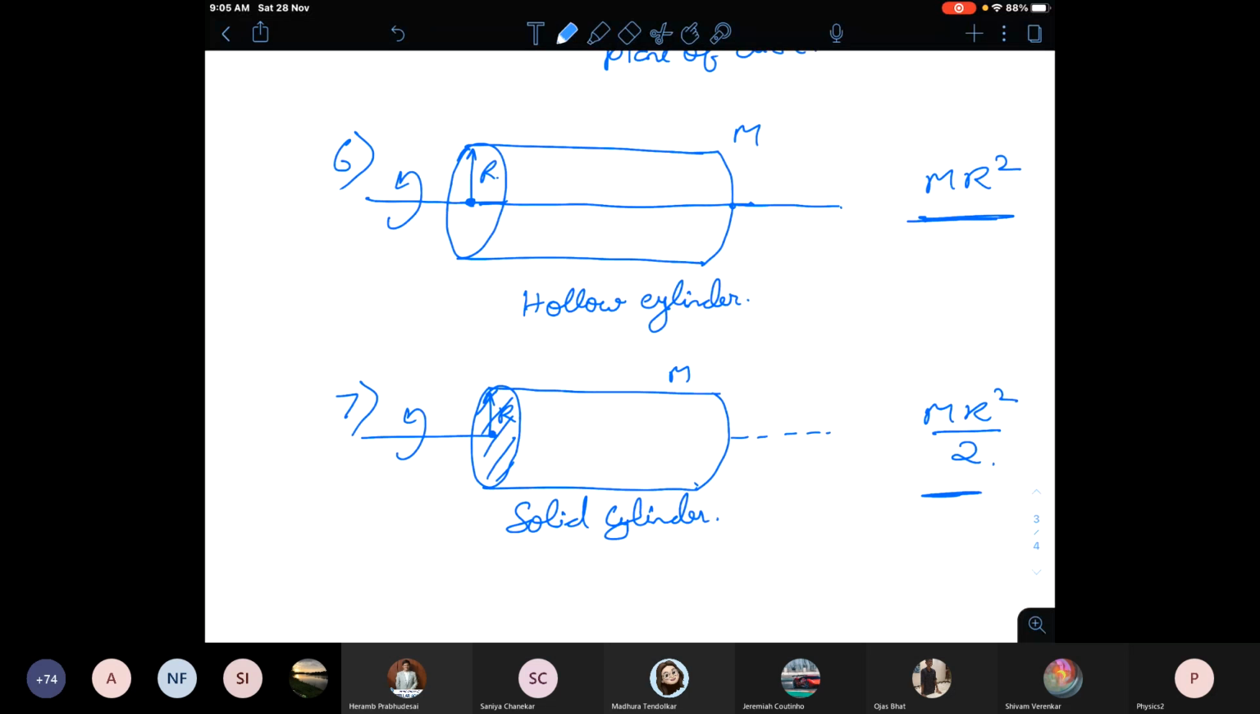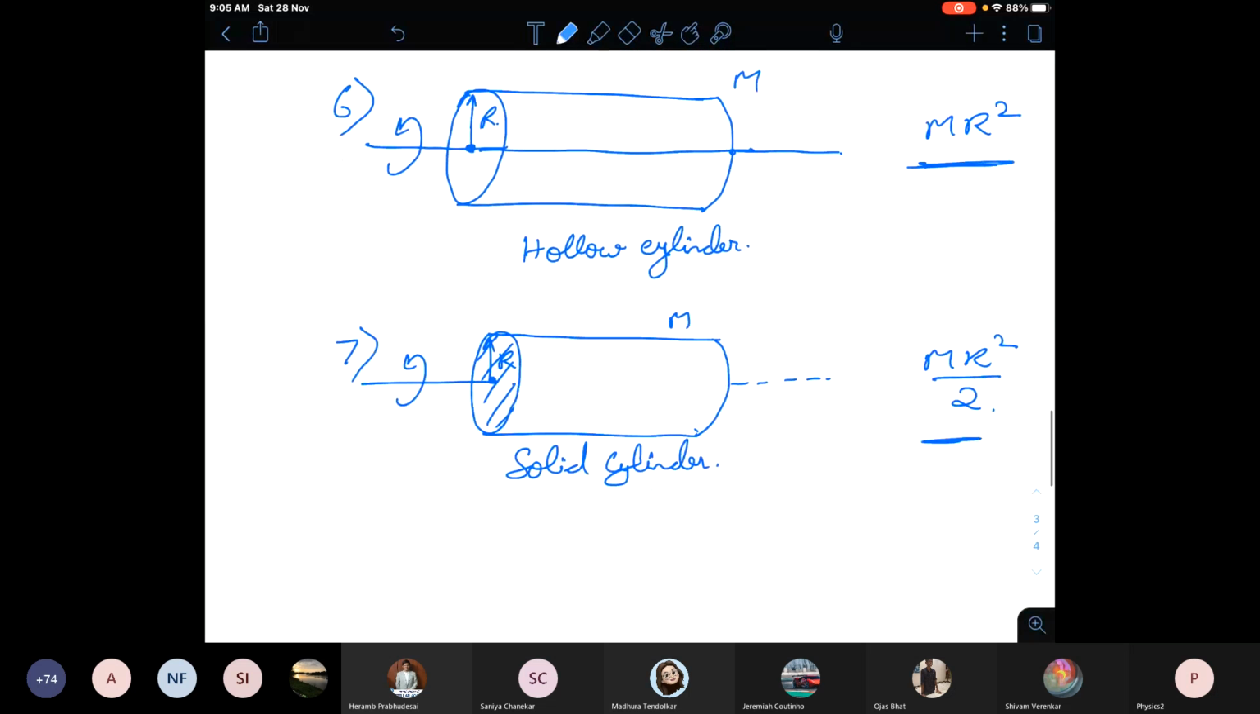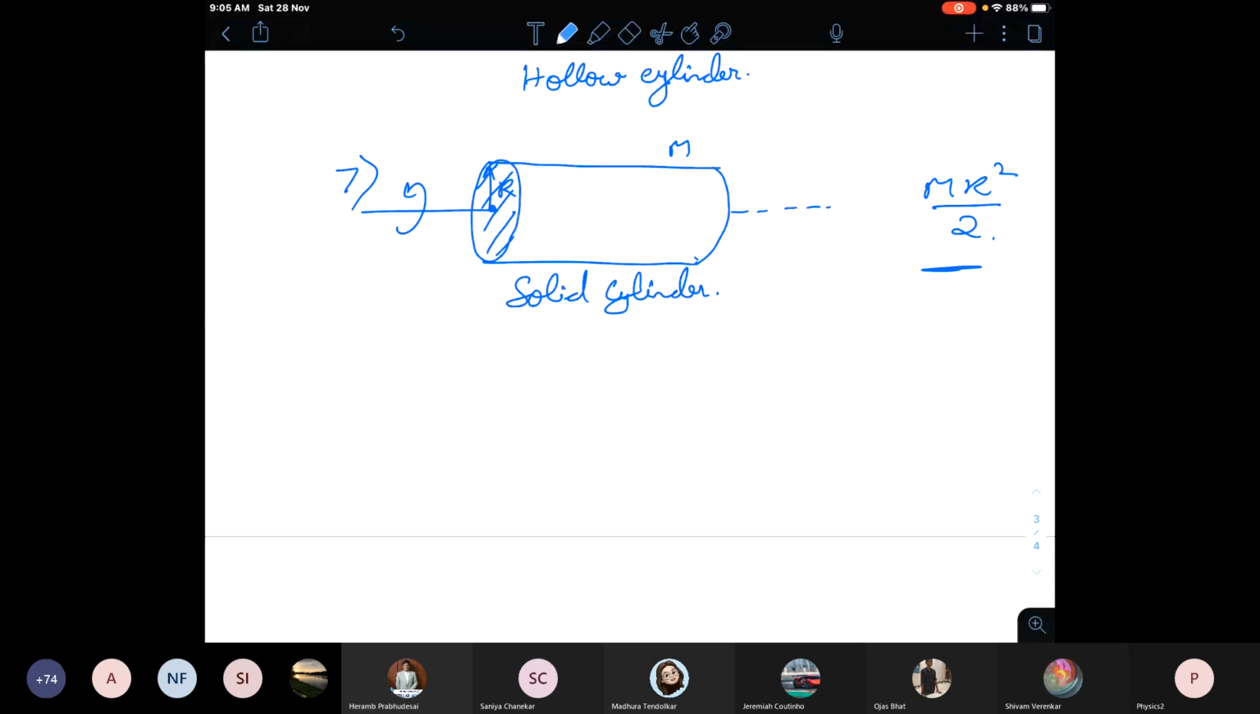Even if you don't remember the hollow cylinder and solid cylinder, directly from ring and disk we can calculate the moment of inertia. This reduces your terms, in fact. Two terms are directly reduced. You don't have to remember hollow cylinder and solid cylinder separately. Directly you can remember that hollow cylinder is same as ring and solid cylinder is same as disk. Okay, let's move further.